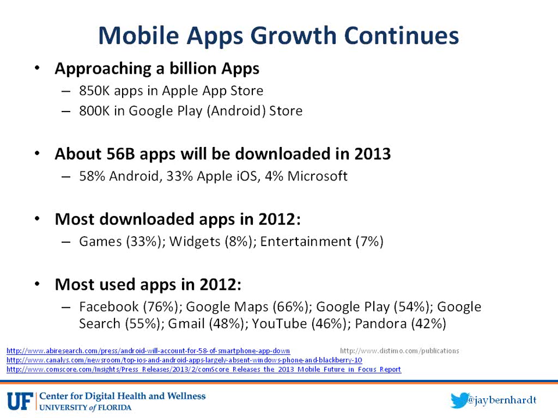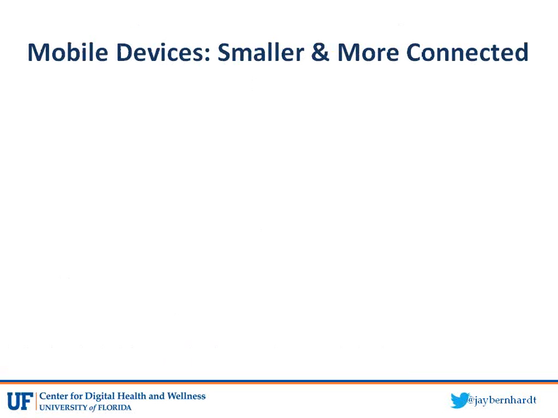And then, but the most used app actually is social. Facebook is the number one most used app on mobile devices, followed by a number of the Google apps, particularly Maps and Search and Gmail.